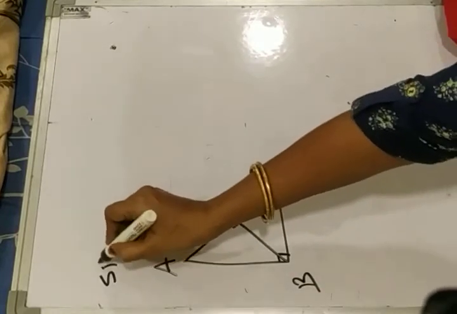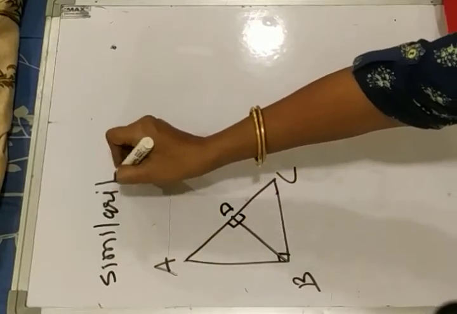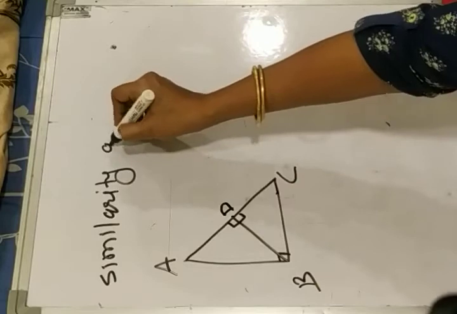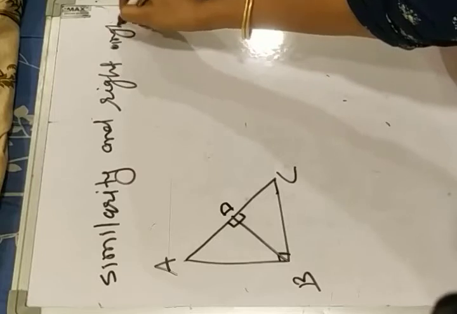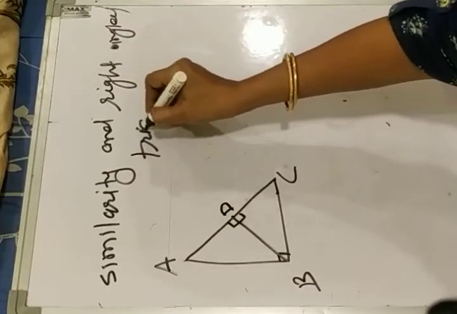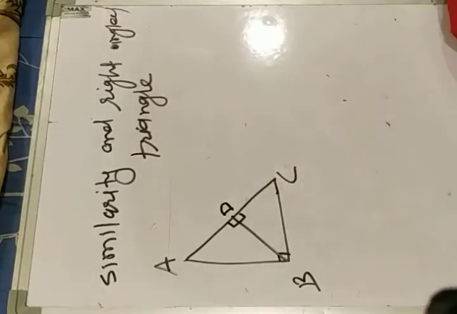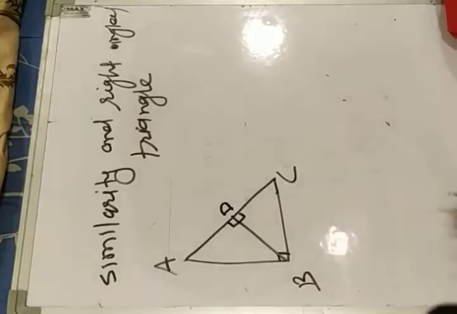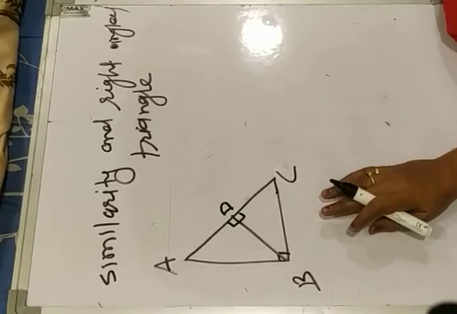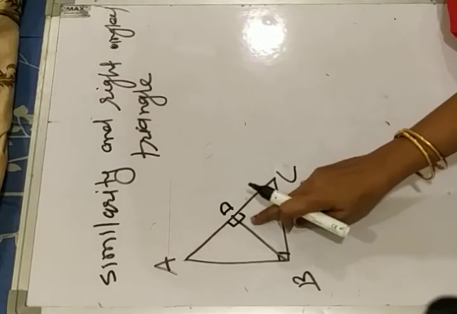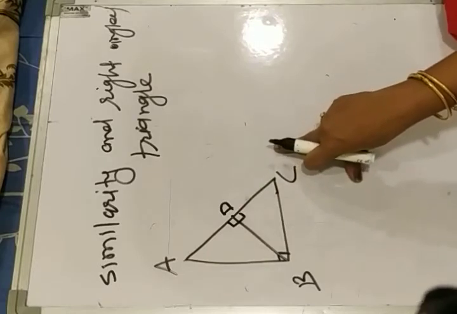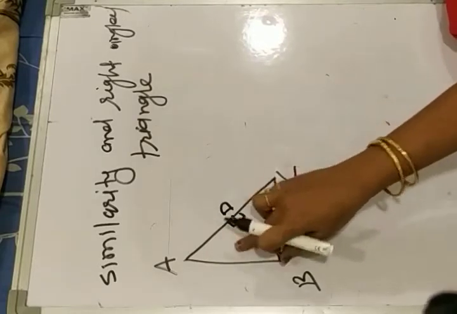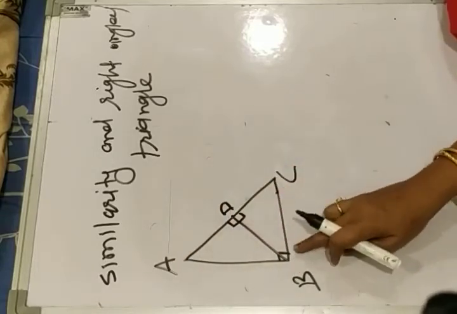Similarity in right angle triangles. What is the similarity in right angle triangles theorem? In a right angle triangle, if the altitude is drawn to the hypotenuse, this is the altitude, BD is the altitude drawn on hypotenuse AC, then two triangles are formed. One is ADB and the other triangle is BDC.